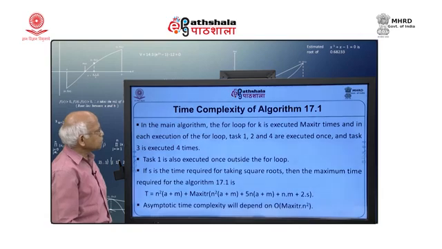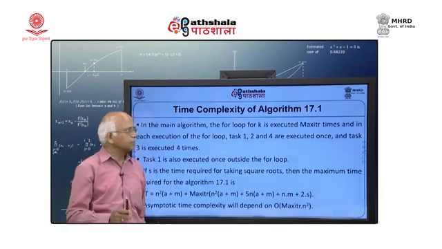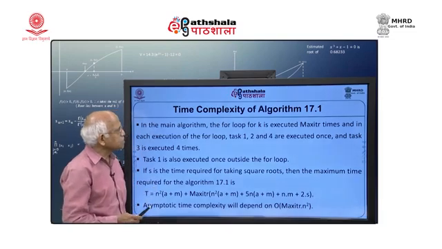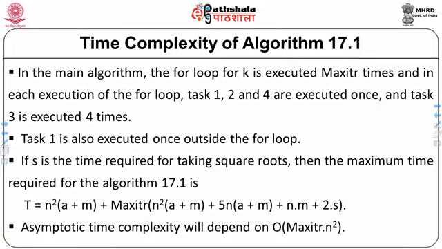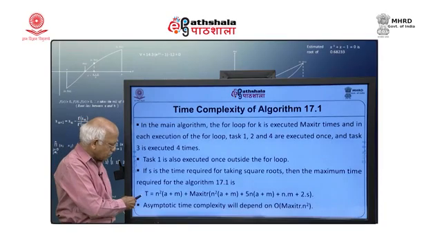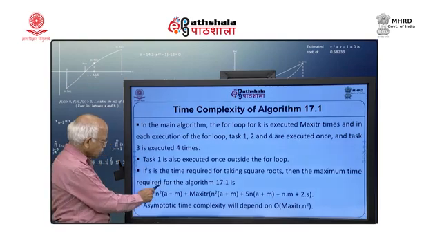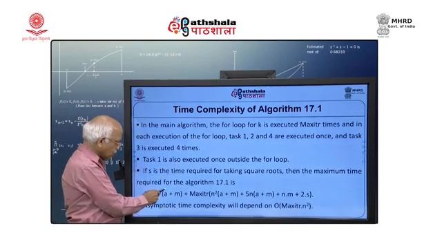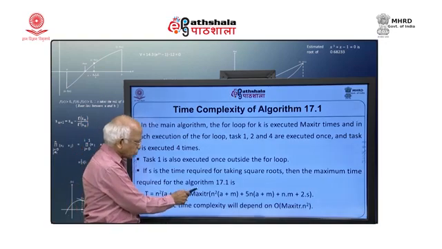In the main algorithm, the for loop for k is executed max iter times, and in each execution of the for loop, tasks 1, 2 and 4 are executed once, and task 3 is executed 4 times, and task 1 is also executed once outside the for loop, and therefore the total time complexity will be given by this. If s is the time required to take the square roots, then the total time required will be this: this is for task 1, which is to be done outside the loop, so n square into A plus M, then max iter times whatever happens within the for loop.